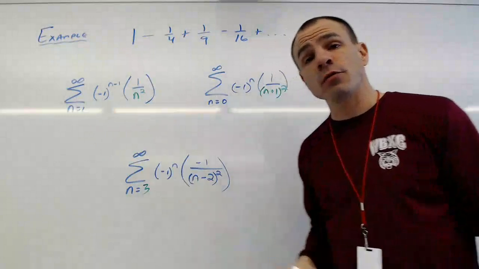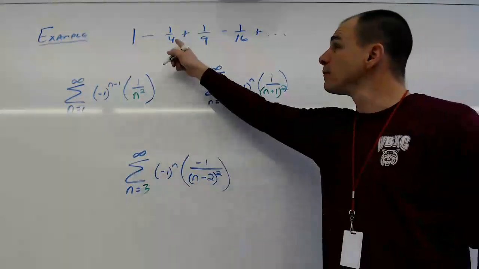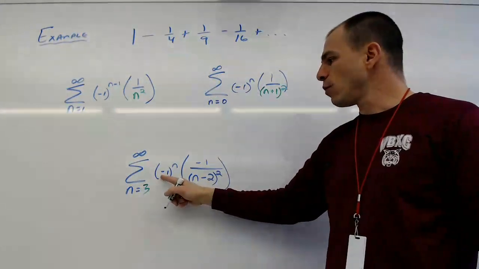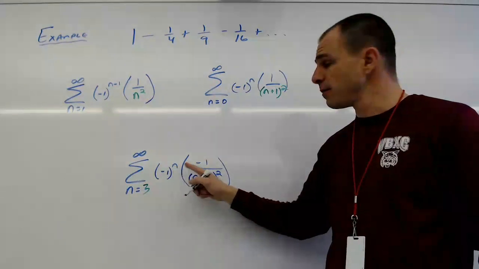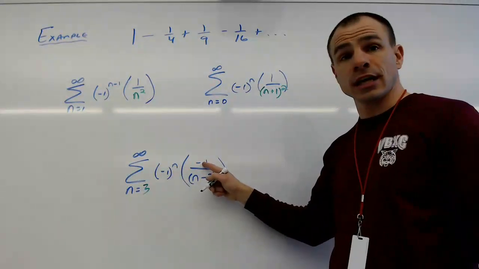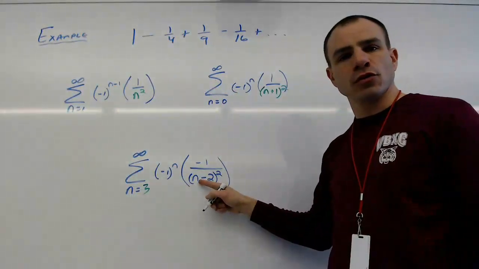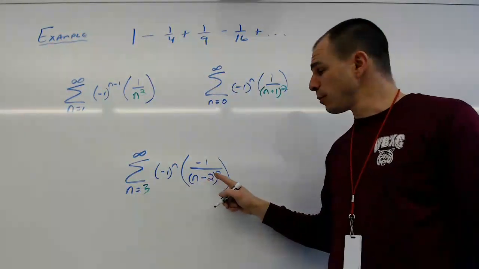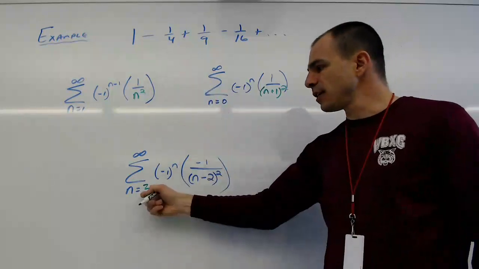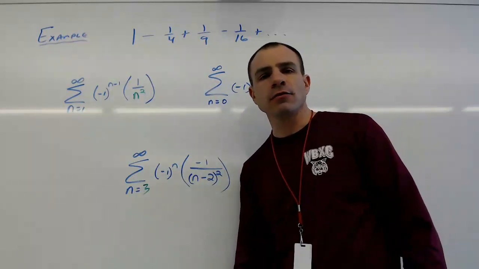Let's just check with 4 real quick. Does 4 produce this? Well, we have negative 1 to the fourth, which is positive 1. So 1 times, but then the negative 1 right here, so we do get the negative sign. And then down here we have 4 minus 2, which is 2, but we square it, so we get the 4. And so yeah, it does seem like 3 is the value that we want to start with.